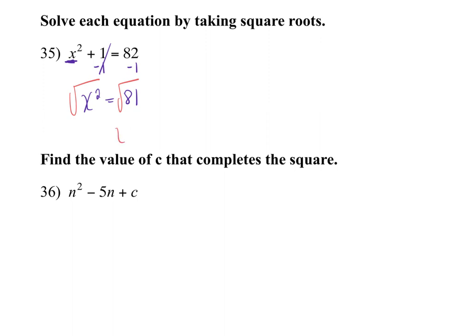Now in this case, we're not talking about a side length. So anytime you take a square root with a radical, you have to consider the positive and negative root. So the square root of 81 here is going to be either positive or negative 9.